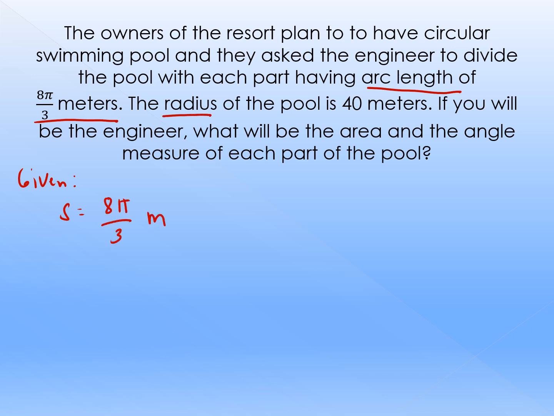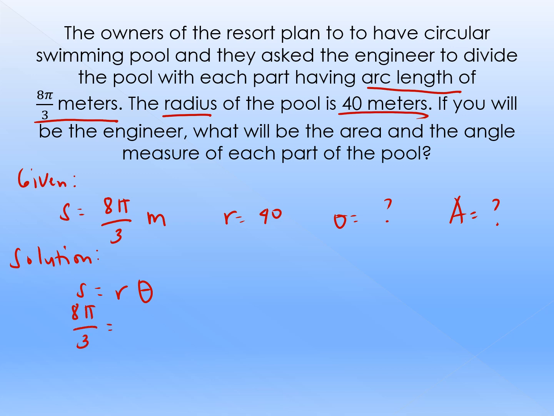Next is radius, which is equal to 40 meters. Now we're looking for theta and the area of the sector. So let's now have the solution. We're going to have S is equal to R theta. Here, let's substitute. Instead of writing S, we're going to write 8 pi over 3. And instead of writing R, we're going to write 40, then times theta.